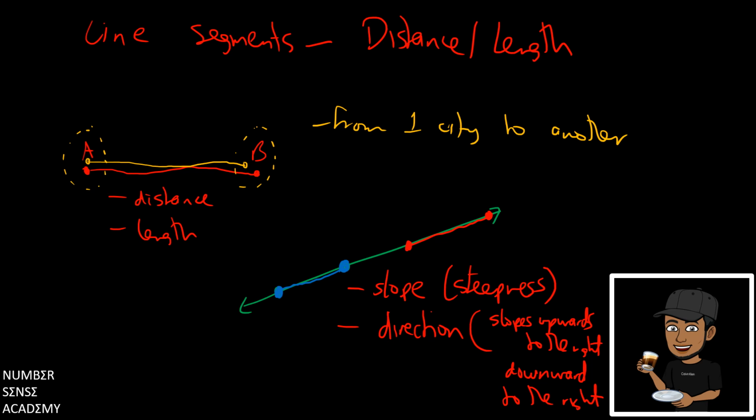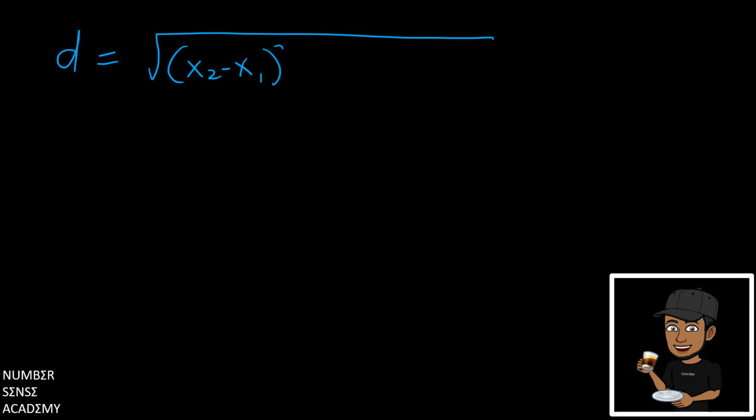So let's jump quickly into the formula for finding the distance. So the formula is d is equal to, we're going to take the square root of the difference between the x values. We're going to square those, and we're going to add it to the difference between the y values, and we're going to square those. And then the last step we do will be the square root.